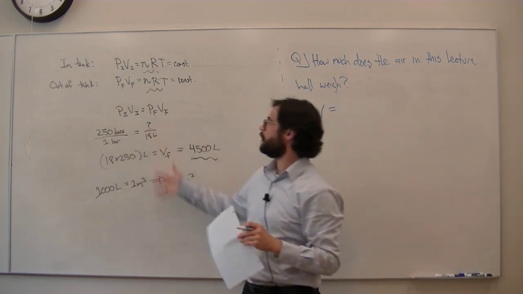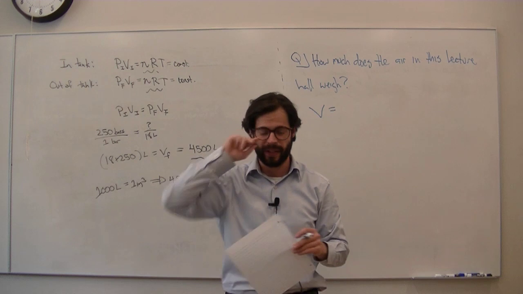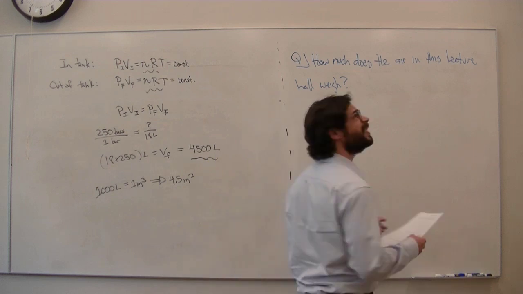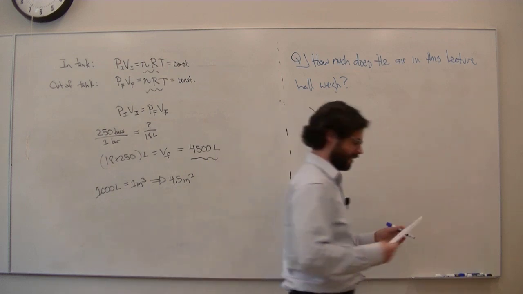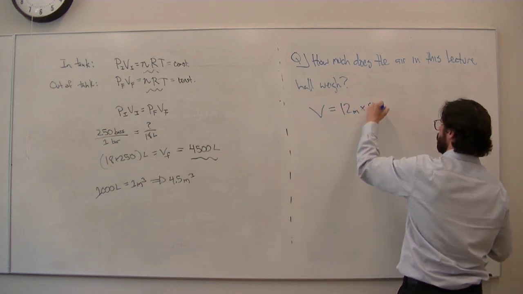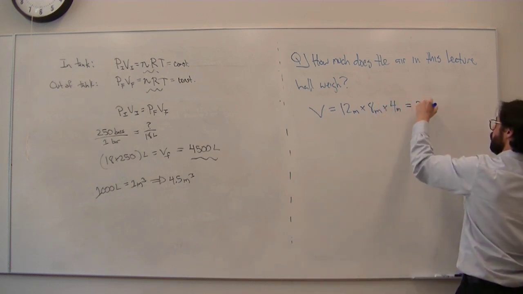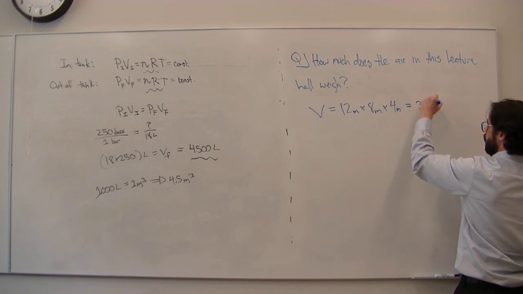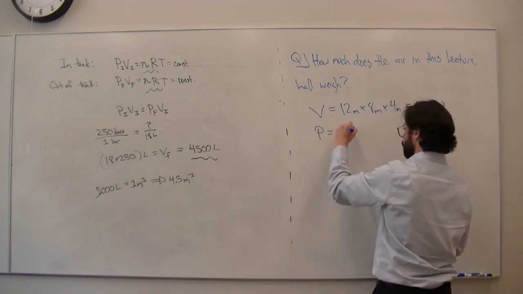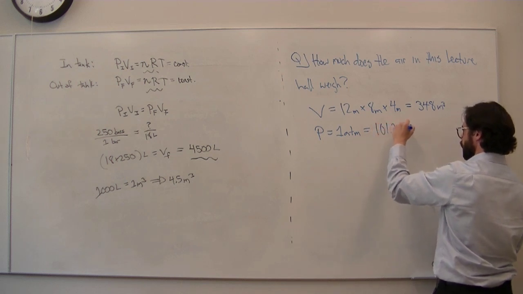There's no process, so we don't have to do this before and after thing. We actually just literally need to use all the parts of the ideal gas law. We'll say this is a 12 meter by 8 meter by 4 meter room. So that's 348 meters cubed. And the pressure is 1 atmosphere, because the window's open, which is 101.3 kilopascals.